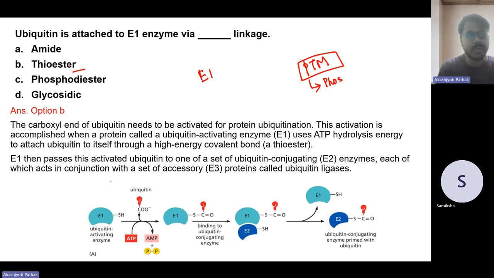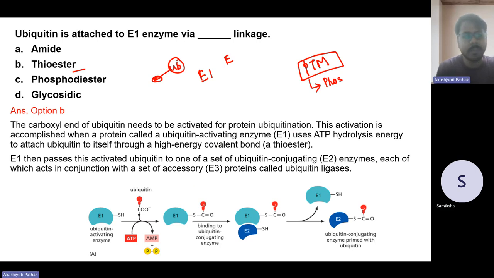What happens is that when a protein has to be degraded, a ubiquitin moiety is attached to it, which marks the protein for degradation. How is this ubiquitin moiety attached to the protein? For this, there is the ubiquitin pathway where three main enzymes are involved: E1, E2, and E3. In the first step, the carboxyl end of ubiquitin needs to be activated for protein ubiquitination. So how is this activated?